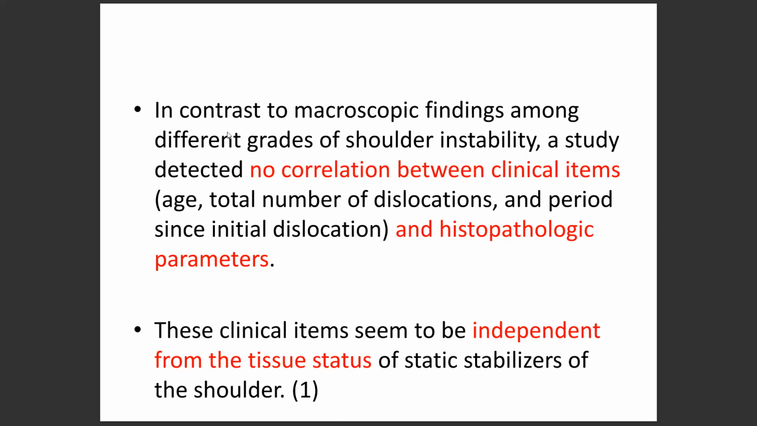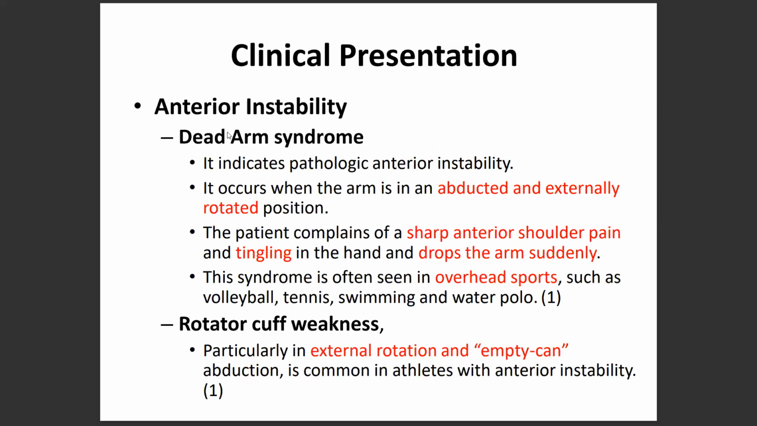It means that the microscopic pathological changes in the tissues were similar in patients of all ages. They were present regardless of the number of dislocations, and they were present in both acute and chronic cases. These clinical items seem to be independent from the tissue status of the static stabilizer of the shoulder. Independent means that they are not depending on each other. There was not a significant correlation between them.